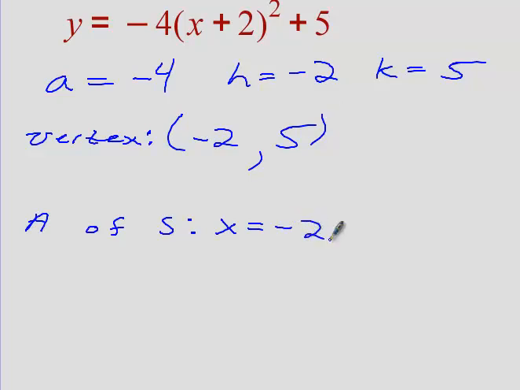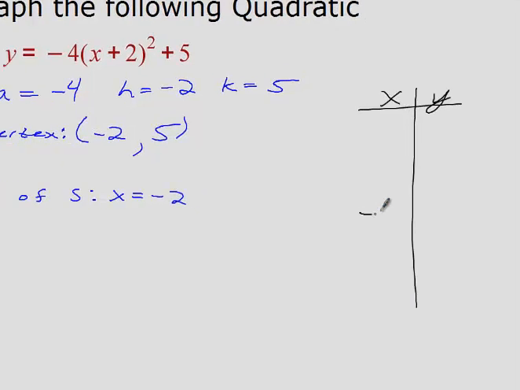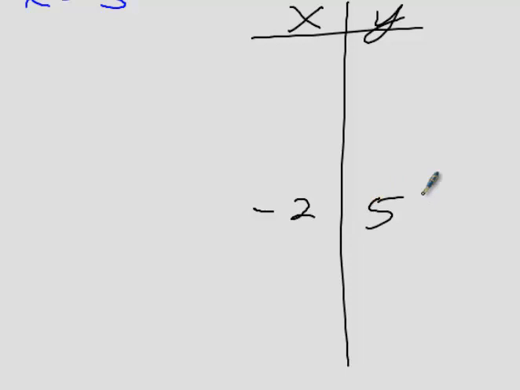-2. So now, make my XY chart. What goes in the middle always? The vertex. I need two numbers bigger, so give me two numbers bigger than -2. -1 and 0. Give me two numbers smaller than -2. -3 and -4. Everybody all right so far?